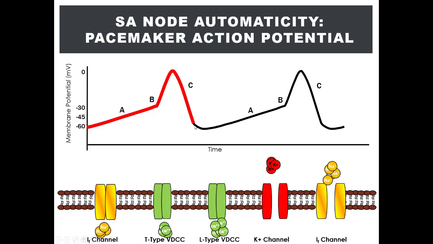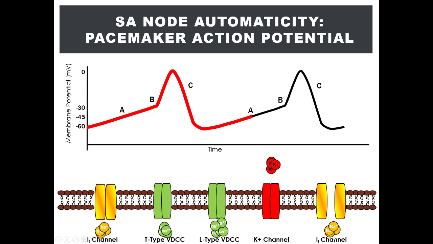Now the SA node repolarizes back down, and as I said earlier, the SA node can never rest. It will automatically generate another cycle of depolarization and action potential generation. Why? Because again, the funny channels are constantly leaking in sodium. So there's no way for the SA node to stay rested. It will constantly try to depolarize because it is constantly leaking in positively charged sodium ions through the funny channels.